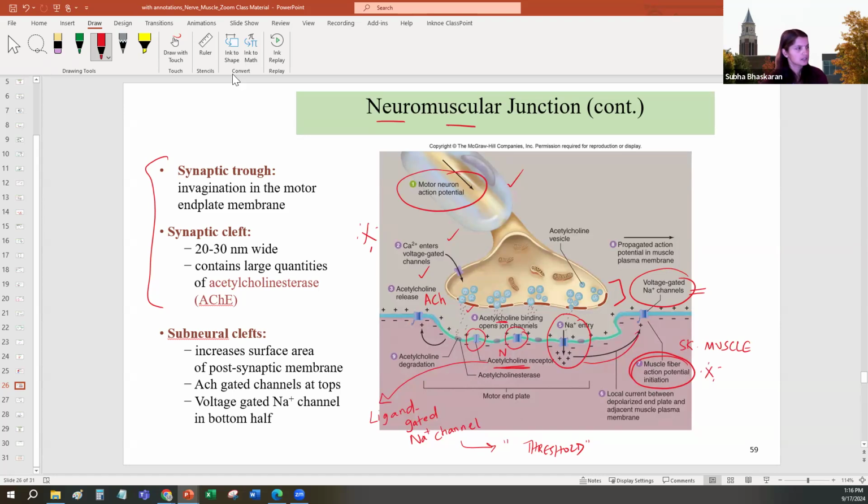Voltage-gated sodium channels. Immediately, you should connect that to what? Action potential. Voltage-gated sodium channels, this should come in your dream. Voltage-gated sodium channel linked to action potential. Yes or no? Okay. And action potential is what stimulates the membrane. Correct? All right.